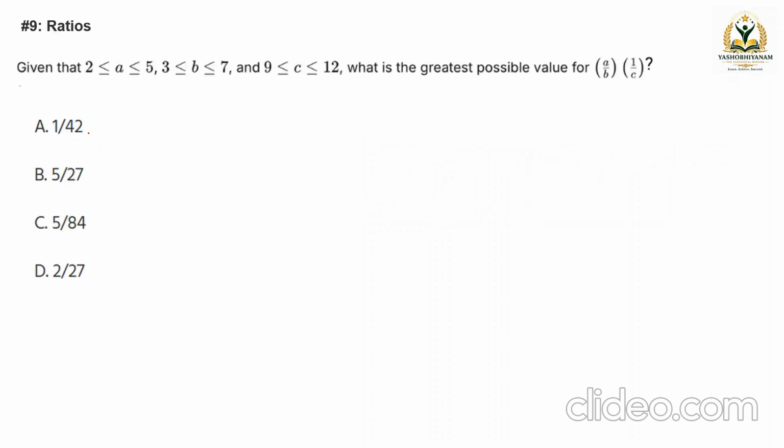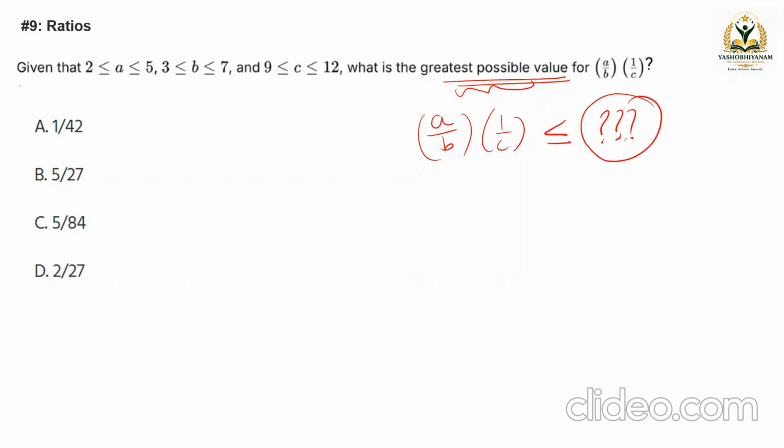Let me go on. Now look at it. Given that 2 is less than or equal to A less than or equal to B, some information is given here. What is the greatest possible value for A over B times 1 over C? Let's understand what this question is asking for. Greatest possible value. So A by B times 1 over C is less than or equal to what? That is the question. You might have to identify what this question mark is. So it's less than or equal to something. This is the greatest possible value for A over B times 1 over C.